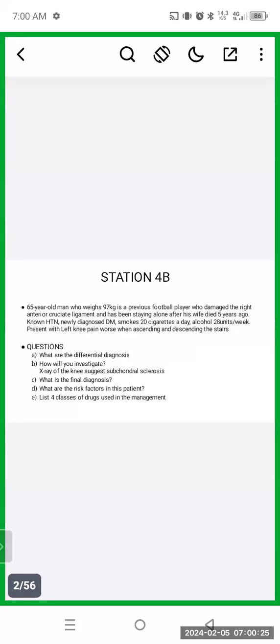So I'm presenting question 4B of October 2023, West African College of Physicians. The question says a 65-year-old who weighs 97 kilograms and is a previous football player, who damaged the right anterior cruciate ligament and has been staying alone after his wife died 5 years ago. He is also non-hypertensive and newly diagnosed with diabetes mellitus.